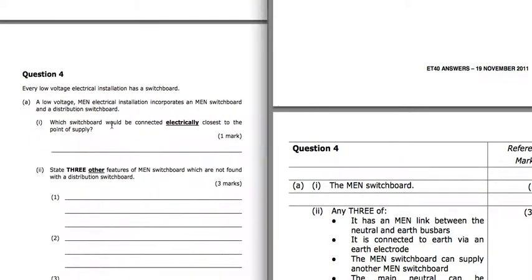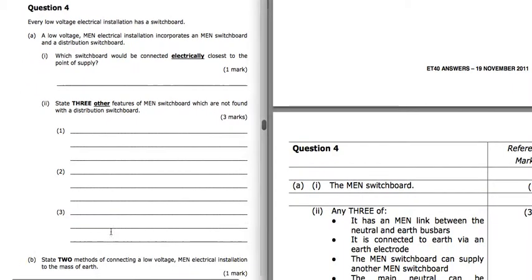Question 4. Low voltage electrical installation with a switchboard. Got an MEN installation, switchboard and distribution board. Which switchboard would be connected electrically closest to the point of supply? We know that one of the MEN's characteristics is that it is electrically closest to the point of supply. So that would be the MEN switchboard.